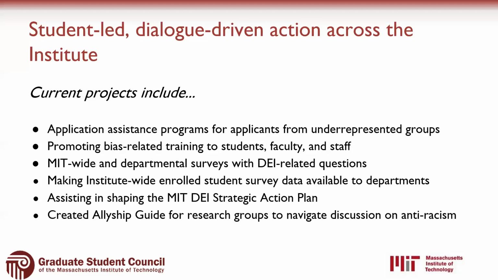We also do institute-wide projects as well, which includes the promotion of bias-related training for students as well as for faculty and staff, in addition to acquiring data with relation to DEI-related questions in our surveys, both department-wide and MIT-wide. And one of the cool projects we had this past year is that we helped develop questions for our enrolled student survey that was taken in 2019. And because we were a partner in the development of the questions, we're allowed to give students and student groups access to department level specific data, which can then be broken down into different groups of interest, including things like gender and ethnicity.